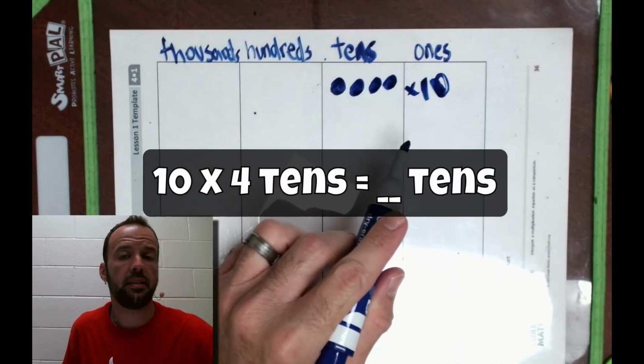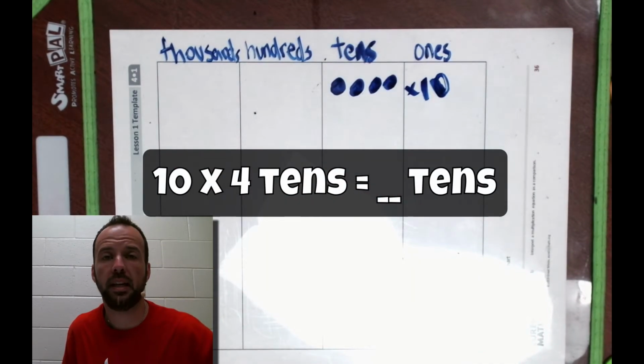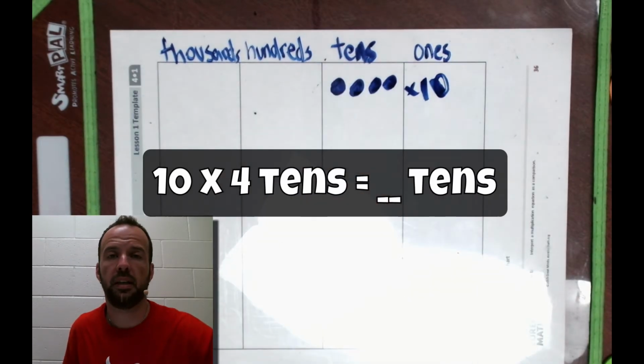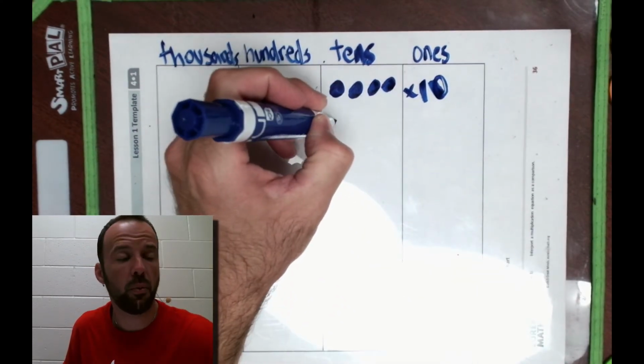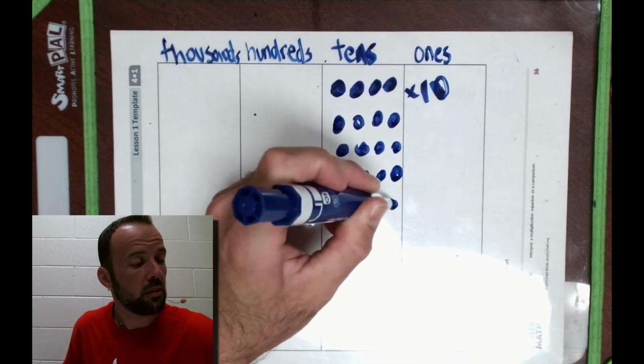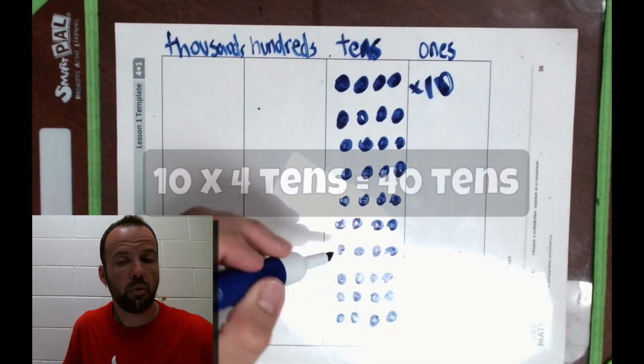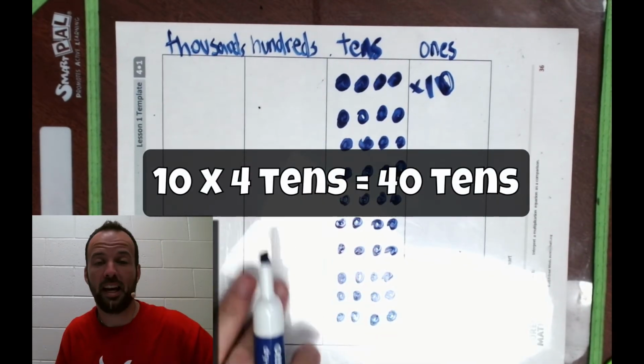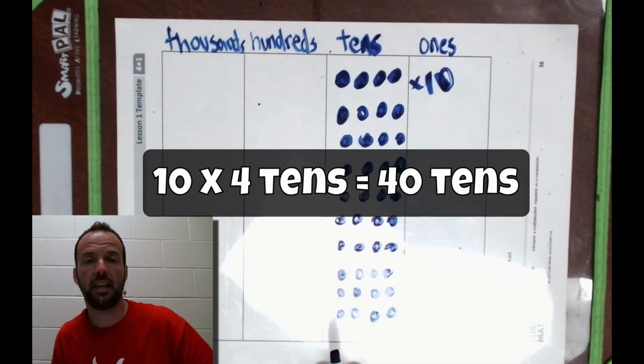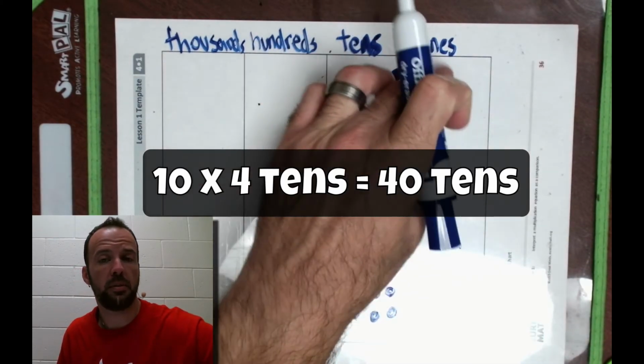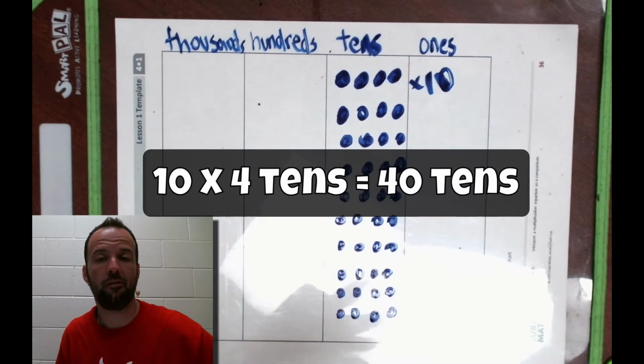So 4 tens times 10 is going to give me how many tens? What is 4 times 10? Exactly, 4 times 10 is going to be 40. Okay, that was a lot of dots to draw there, but I got them all in there. So I have 40 tens now. 4 times 10 would give me 40. So now I have 40 tens.